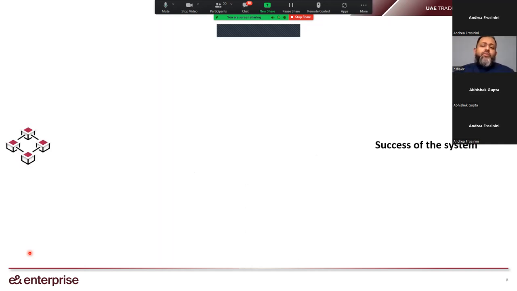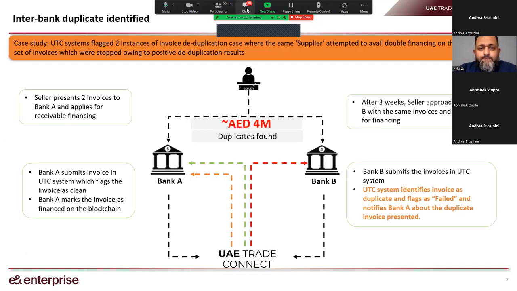Now, when I move into... Husain, is it okay to interrupt? Yes, please. Sure. Husain, in this case, if Bank B hadn't been part of your UAE Trade Connect, would they be able to identify this issue? No, of course not, because that's the blind spot.